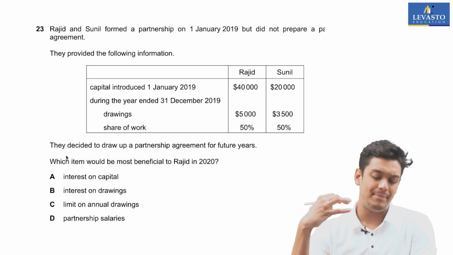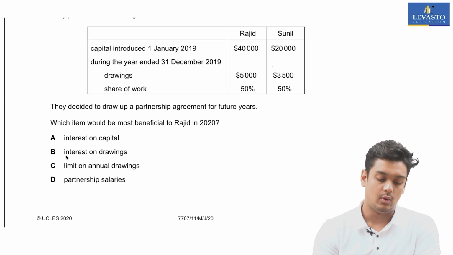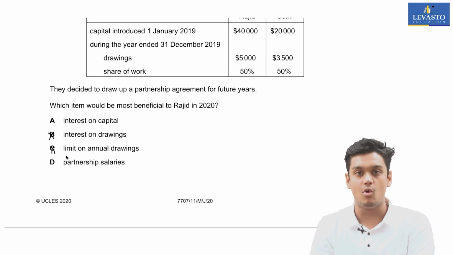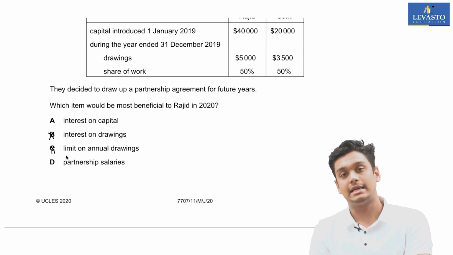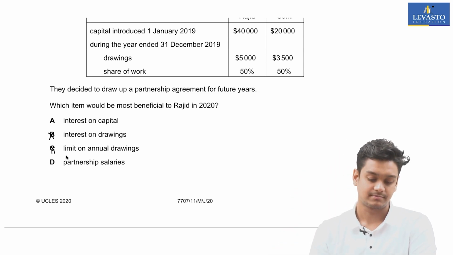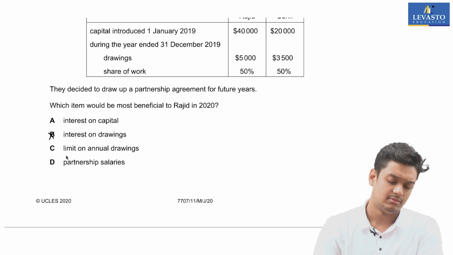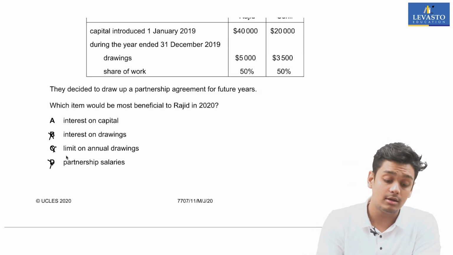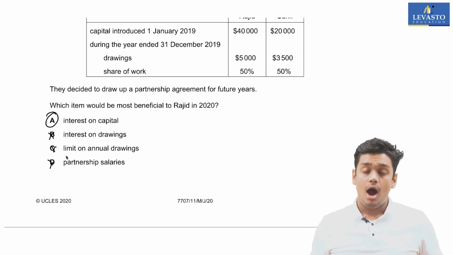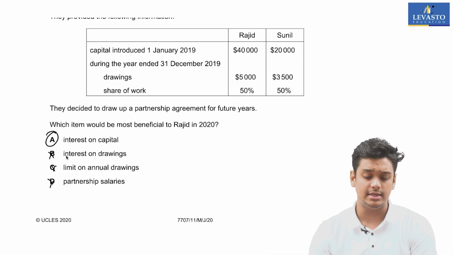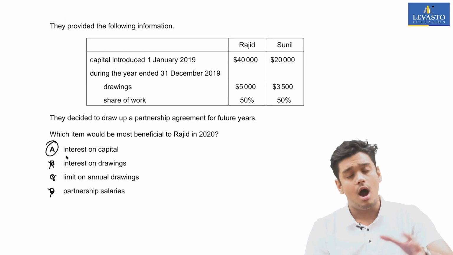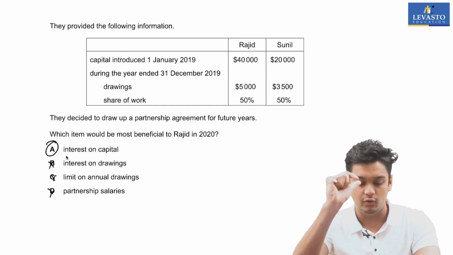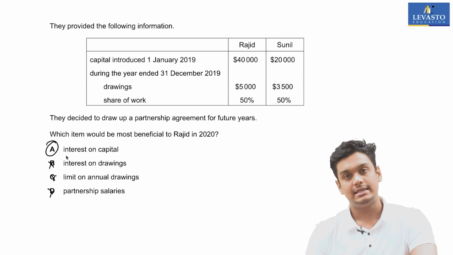What is the most beneficial point for R? Now, if they put drawings and interest on drawings, guys, it's going to affect R only. Why? This fellow is only taking more money from the business. Interest on drawings and limit on drawings will affect R only the most. Salaries won't really make an effect. Why? They are literally having the same share of work. So salary would not really make a difference. But interest on capital, yes. R is the person who invested twice as much as Sunil. So obviously, R should get a higher return. So interest on capital would make a differentiating factor and would benefit R in terms of this scenario.